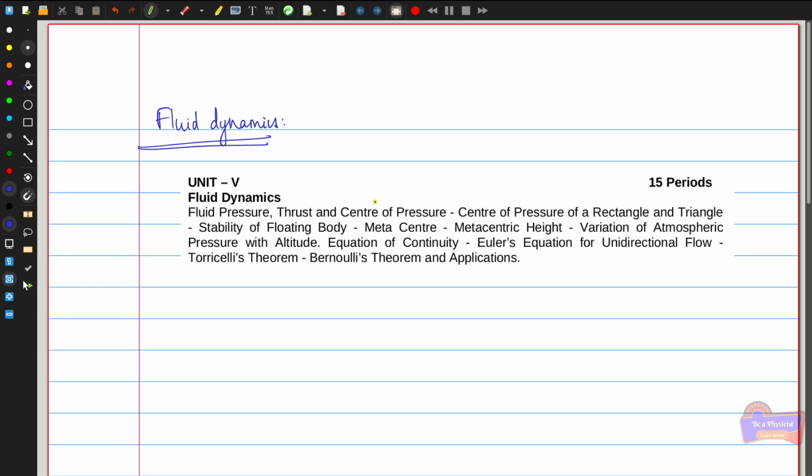Suppose the object submerged in the fluid is a rectangular shape or a triangular shape, we are going to derive the center of pressure of the corresponding shape of the body. Similarly, how the atmospheric pressure varies with respect to altitude, the equation of continuity, and Euler's equation for the unidirectional flow of any liquid. Based on this, we derive a theorem, which is called Torricelli's theorem, and we are going to study another theorem, which is called Bernoulli's theorem, and apply this Bernoulli's theorem and discuss some of its applications.